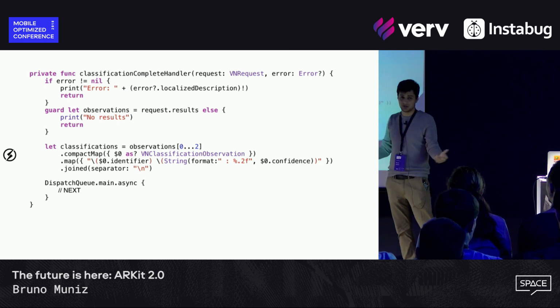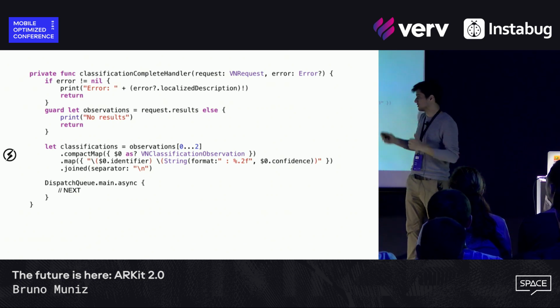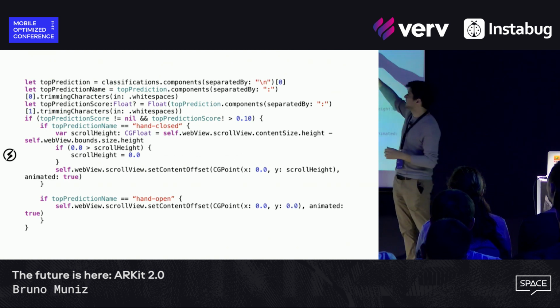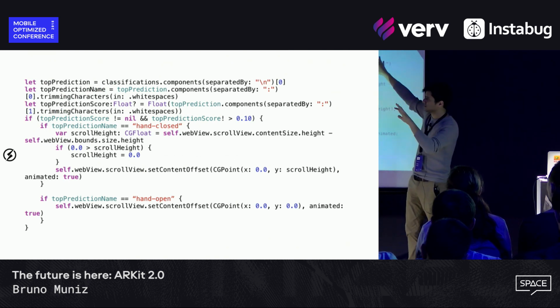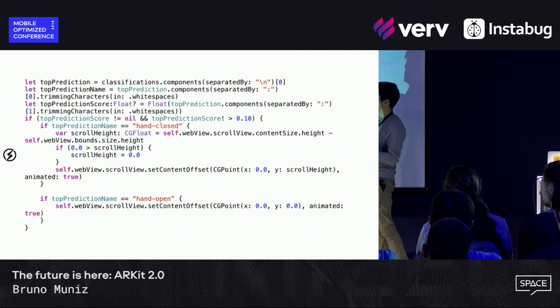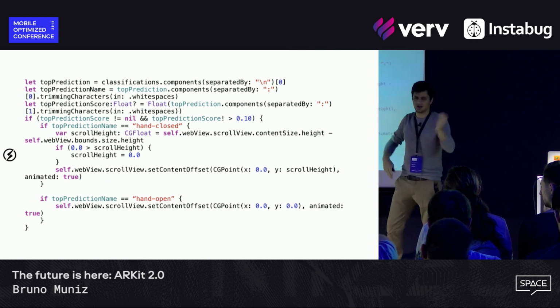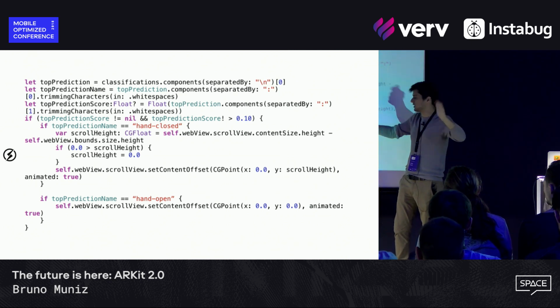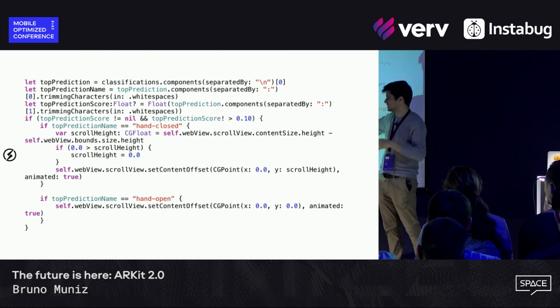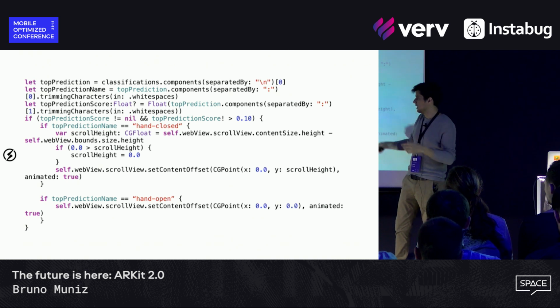And then, since we're going to update the UI, we go back to the main thread, the UI thread, and then we separate everything. We already had the results from what we did on the string job before. And now here I have my top prediction. If it's hand closed, I act on it. So I scroll up, or I destroy, or I change the website, or I do anything I want. And if it's the hand open, which is the other tag that I trained my model with, I just do something else.